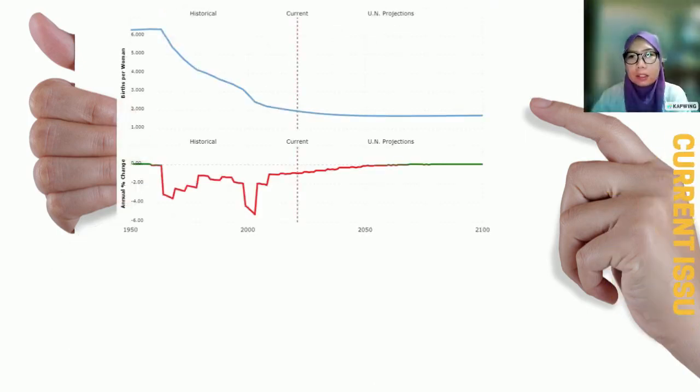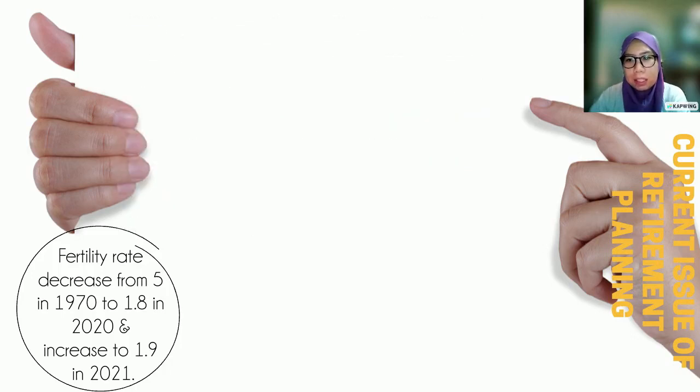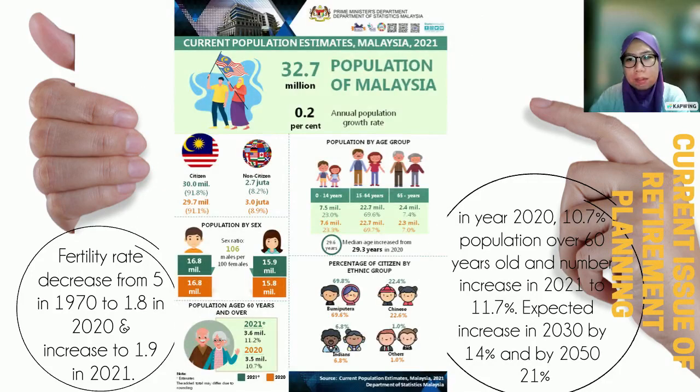From the figure, the fertility rate decreased from 5 in 1970 to 1.8 in 2020 and increased to 1.9 in 2021. Since 2007, Malaysia has reached a fertility rate of 2.0 and it has been reducing since then. The Department of Statistics Malaysia states that in 2020, 10.7% of the population was over 60 years old, and this increased in 2021 to 11.7%.